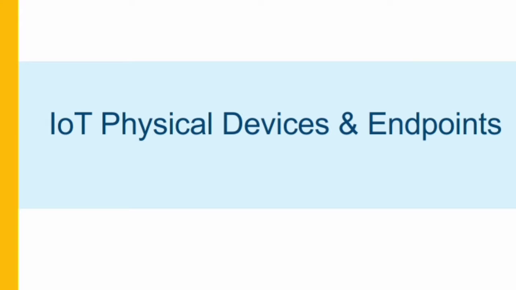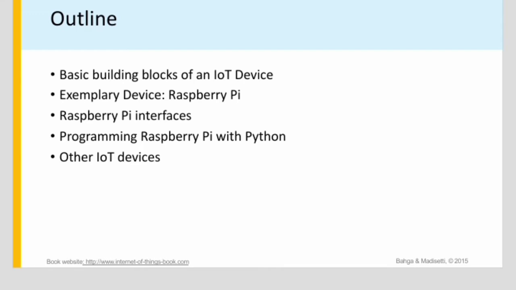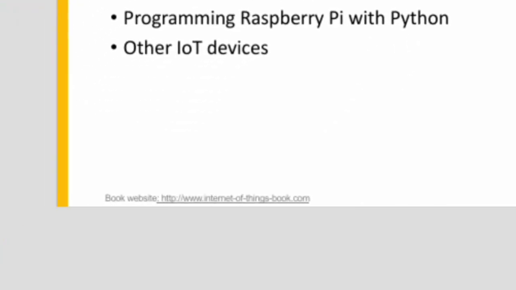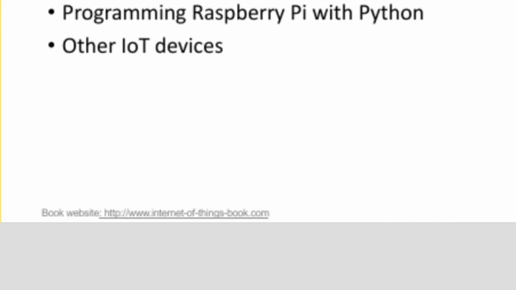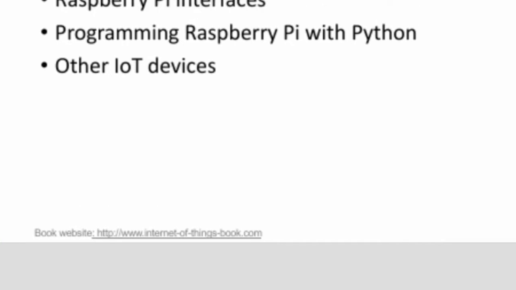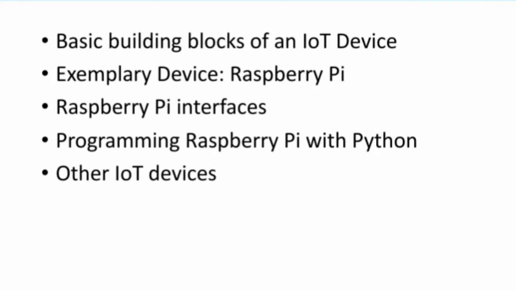In this class, we are going to discuss the IoT physical devices. The outline is: building blocks of an IoT device, an exemplary device, Raspberry Pi interfaces, programming Raspberry Pi with Python, and other devices. Those are needed in understanding IoT concepts, with one important device, Raspberry Pi, and Python programming.